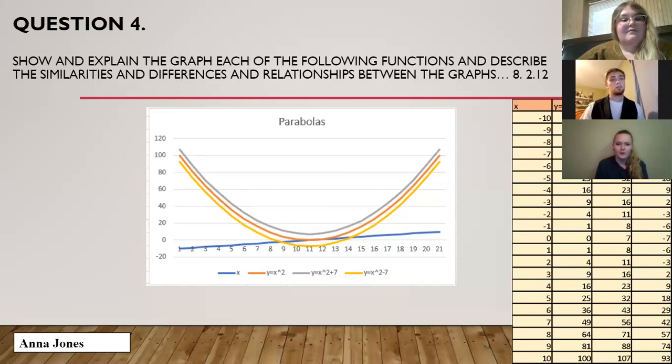And then we're going to move on to y equals x squared. And y equals x squared is unique because it makes a parabola shape, and you can tell that by our red line here. And then we're going to see our gray line, and that's y equals x squared plus 7. So you see that it's basically just like the red line, but it's been moved up 7 units because of the plus 7 that we put on the end.